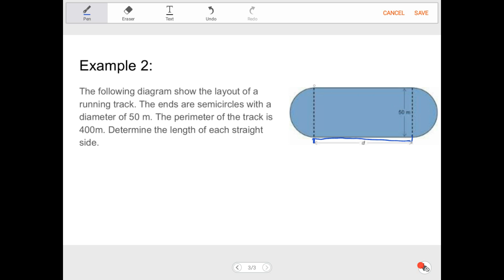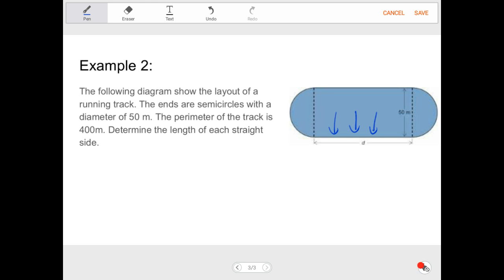If you were to start right here, run around perfectly and come back, you will have run 400 meters. We're going to have to use that at the very end here. But how do we get to this straight side? I want to figure that out. So here is the deal.